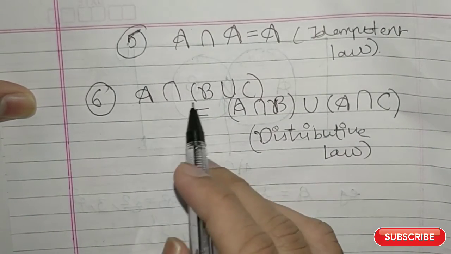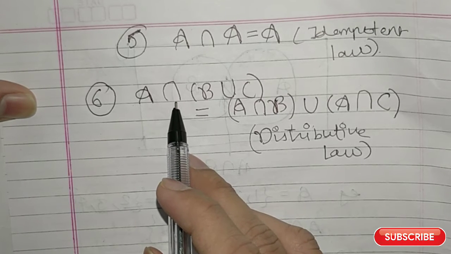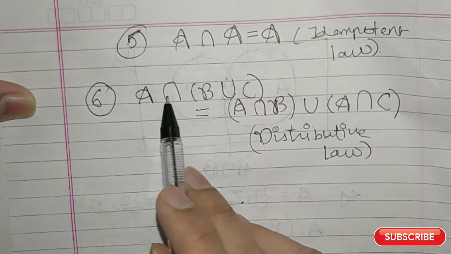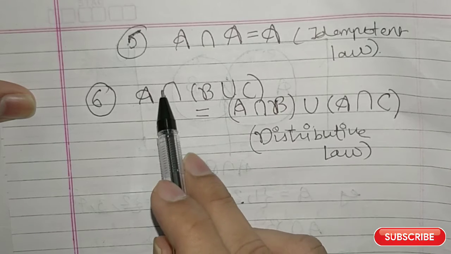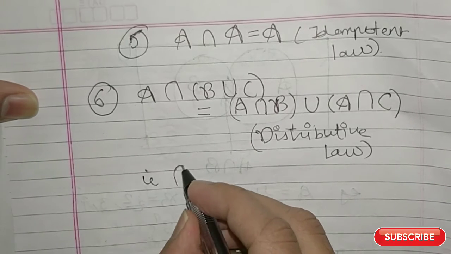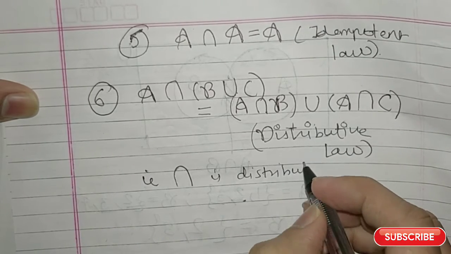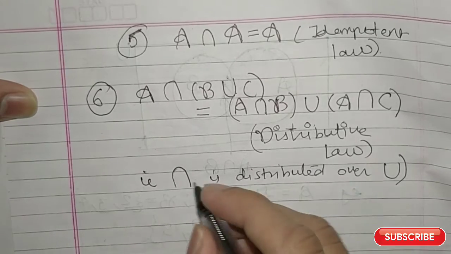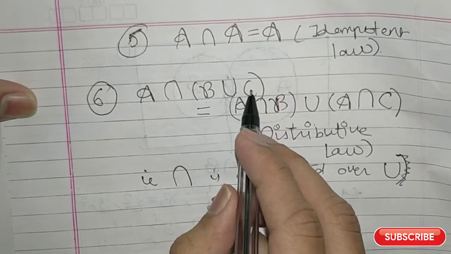Now what is the distributive law? You are distributing the operation intersection with the sets B and C. So A intersection B, union A intersection C. That is, the intersection is distributed over union. So this intersection is distributed over the union.